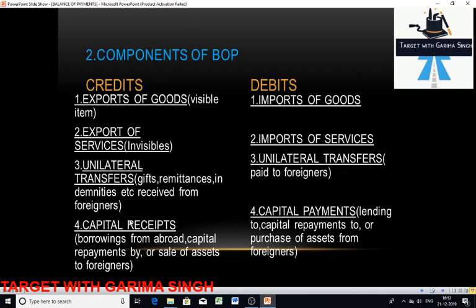Fourth component is capital receipts. Here capital receipt, there capital payment. So the fourth component includes capital receipts and payments.